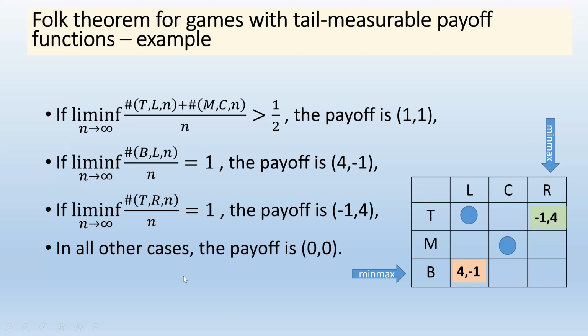We know what the min-max is. Now, what is the folk theorem here? What can the players actually obtain in equilibrium? Okay, so it's clear, or I think it's clear, that the players can coordinate on getting the 1-1.